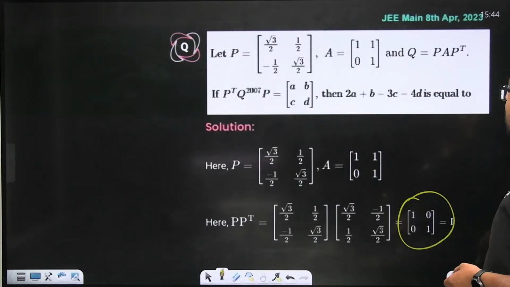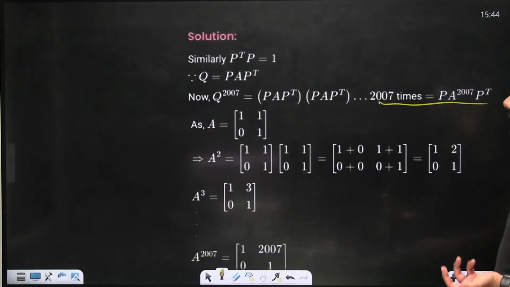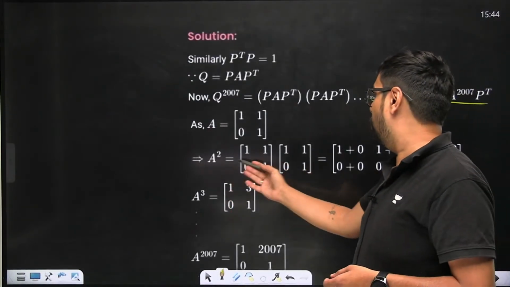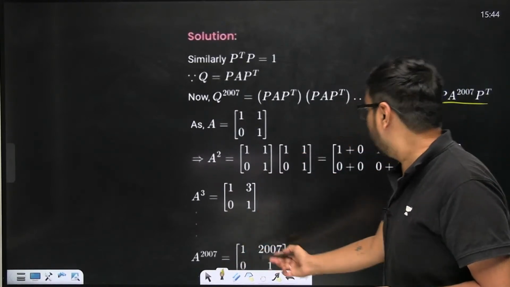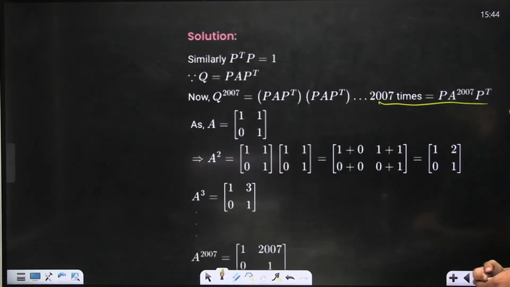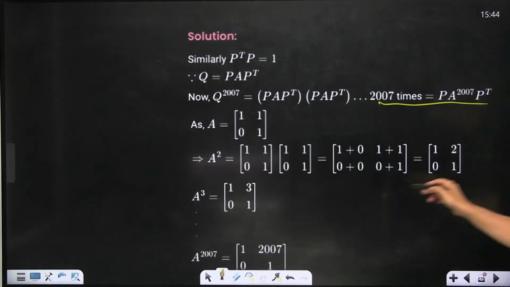A is not an identity matrix, but powers of A, A square, A cube, all these powers of A will be very easy to manipulate. So A to the power 2007 will be nothing but 1, 2007. When you observe the pattern, A square has 1, 2, 0, 1, and A cube has 1, 3, 0, 1. So A to the power 2007 will have 1, 2007, 0 and 1.